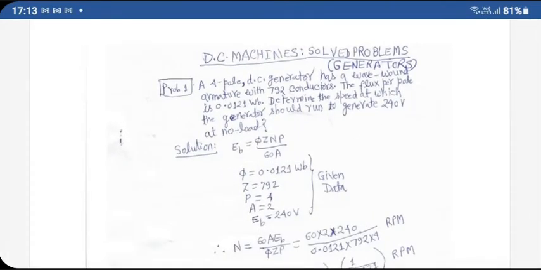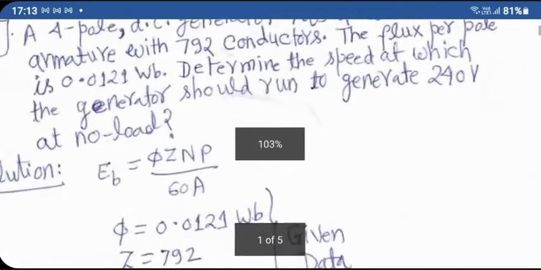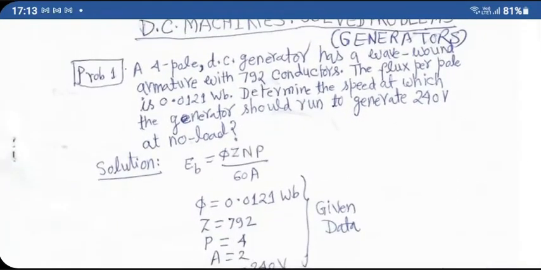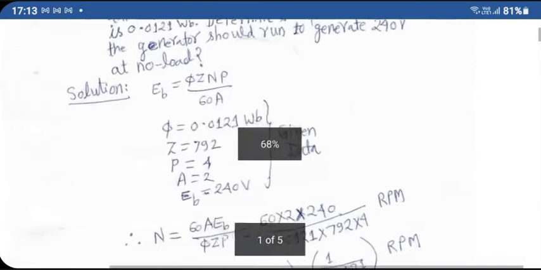EB, as you know, is given by this equation, phi Z N P divided by 60A. You are given phi, you are given Z, unknown is N. P is also given as 4, A is given as 2. And calculate N. Put all the values here. 240 equal to 0.0121 into 792 into N into 4 divided by 120. And solve that equation to get N.